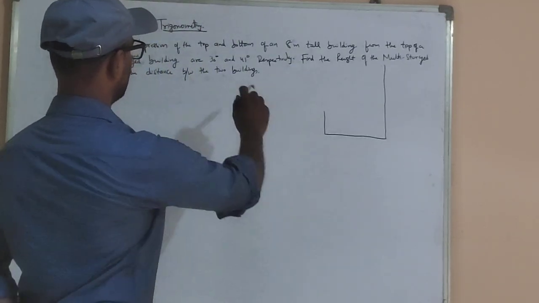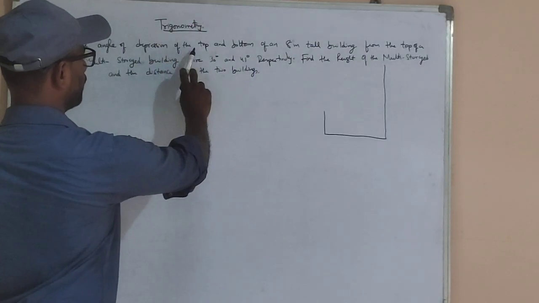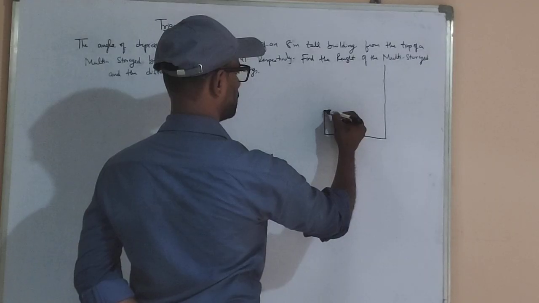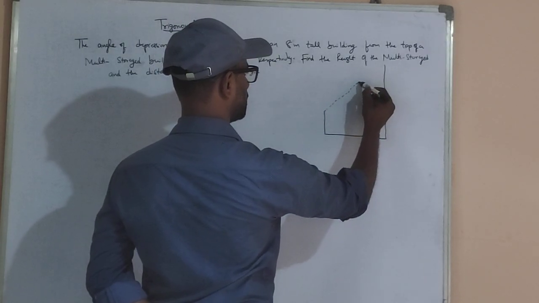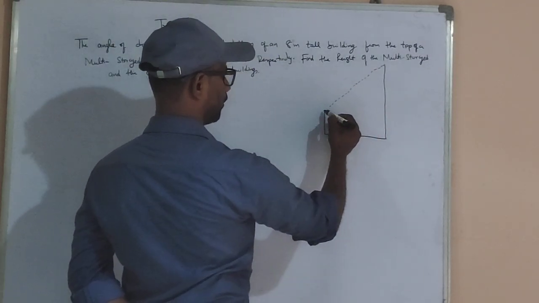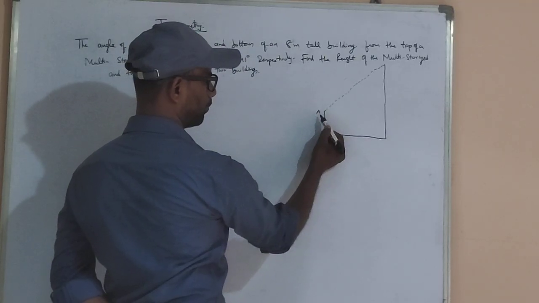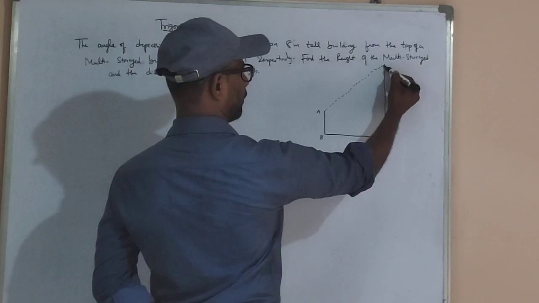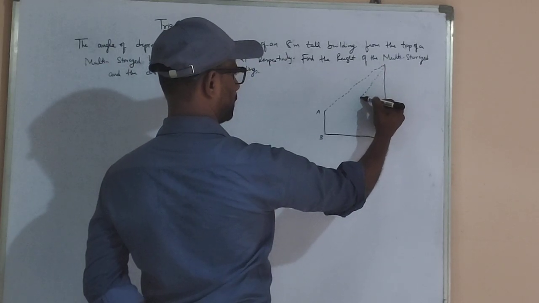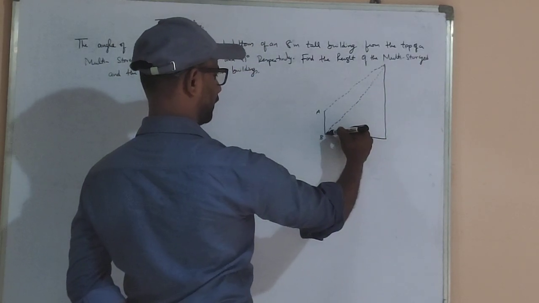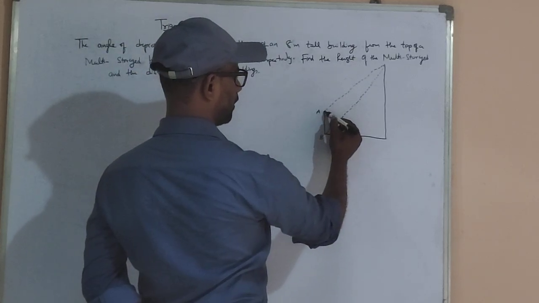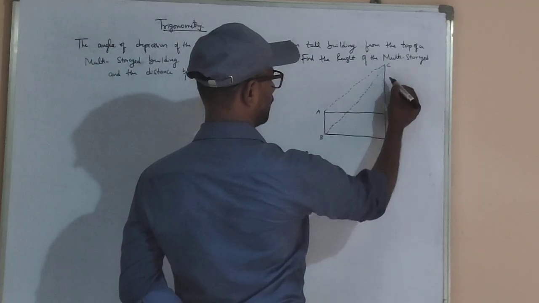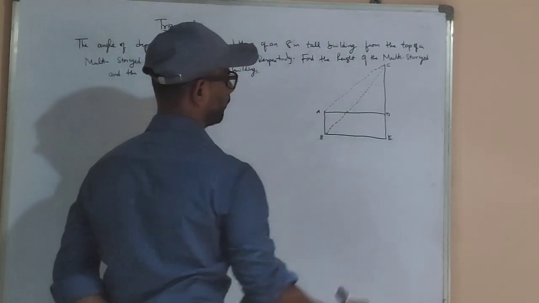Here what he is saying, the angle of depression of the top and bottom of an 8-meter tall building. A is the top. B is the bottom. Again from here, the person is observing the bottom, like this. Now draw a horizontal here. Then this is A, B, this is C, this is D, and this is E.